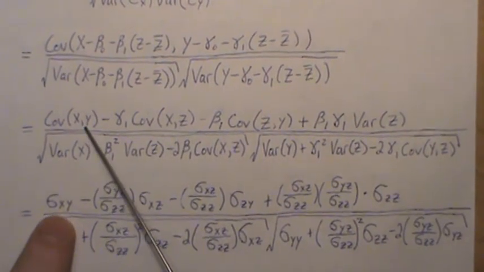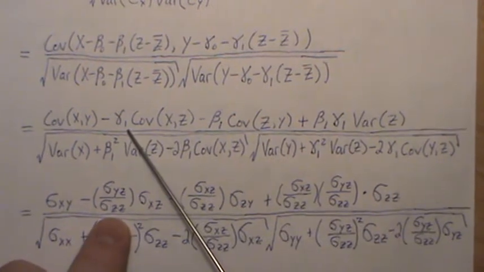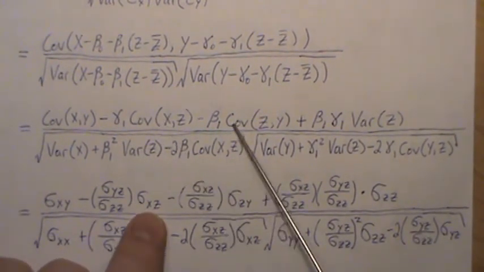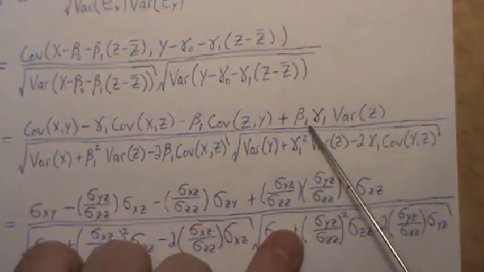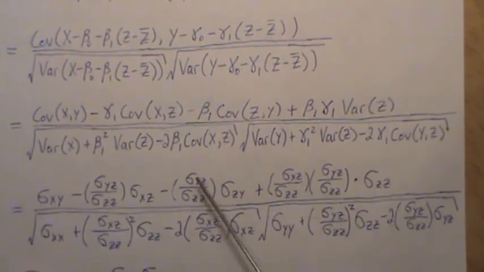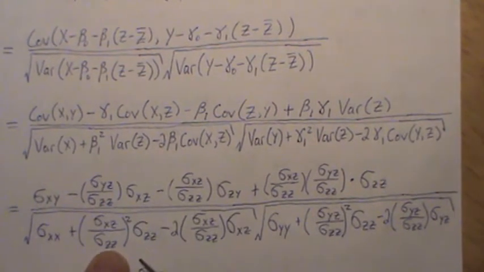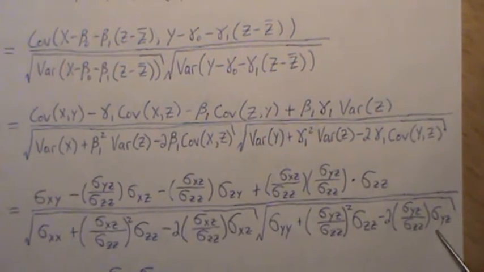Now, what I want to do is write this in the little shorthand notation. So this is the covariance between x and y. Now beta 1, or gamma 1, was this, and then the covariance between x and z. Beta was this, covariance between z and beta 1, gamma 1, variance. We do the same way with the bottom. So that's squared, variance of z, minus 2 times the same thing.